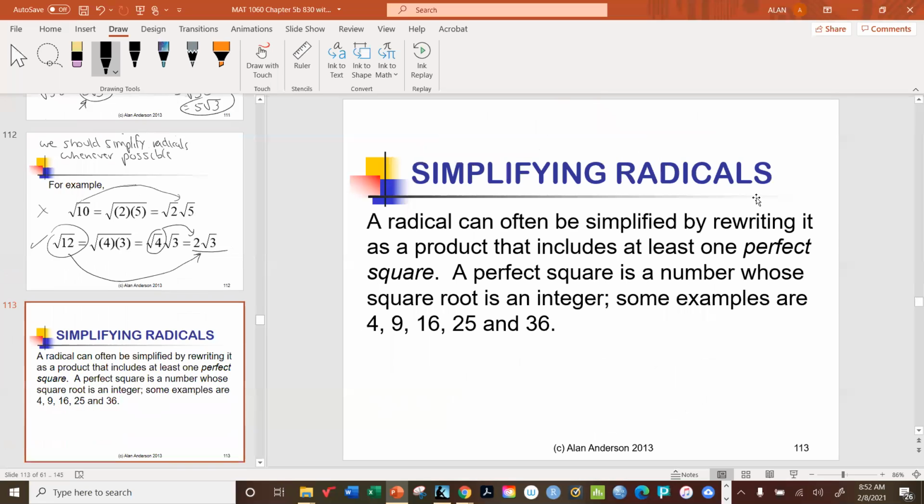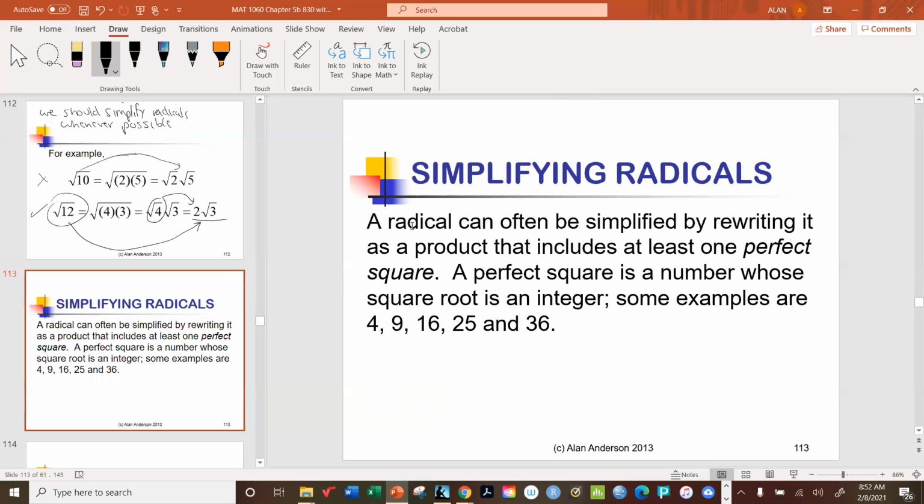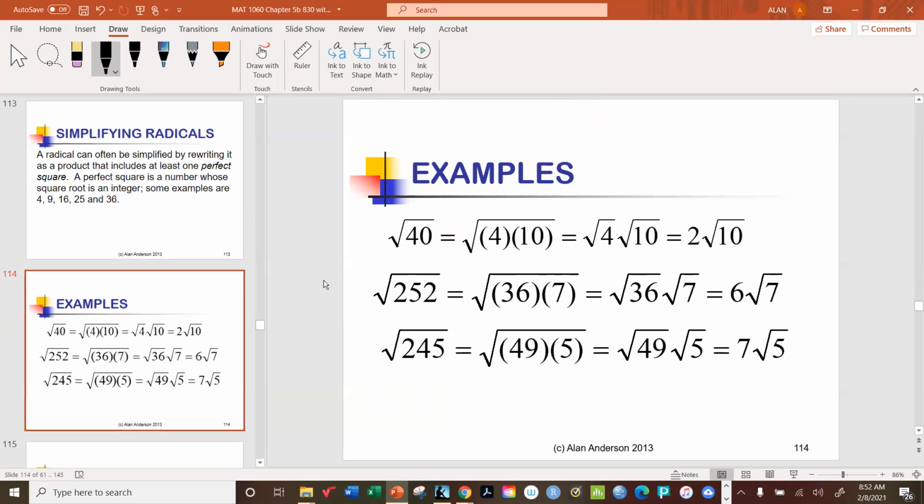All right. What about simplifications? Now, we already know about perfect squares. Okay, the perfect squares give us an integer when we take their square roots. That's why they're called perfect squares. So what happens when we have a fairly large radical? The larger the radical is, typically, the more likely it is that we can simplify it. So here's some good examples of this.